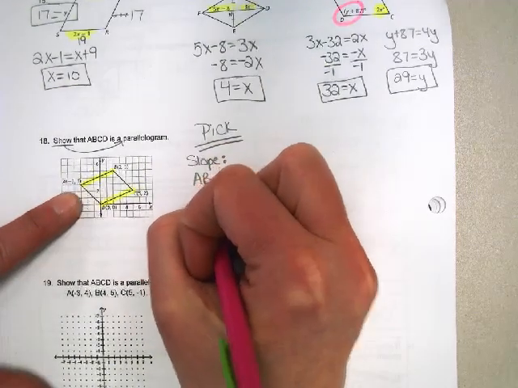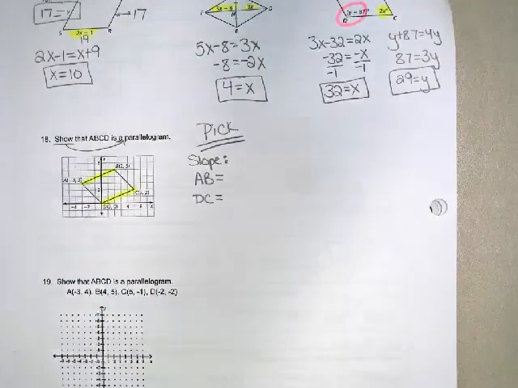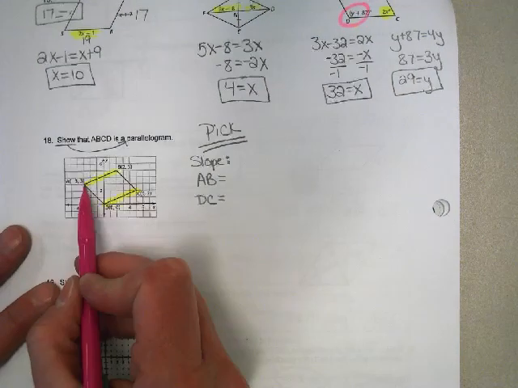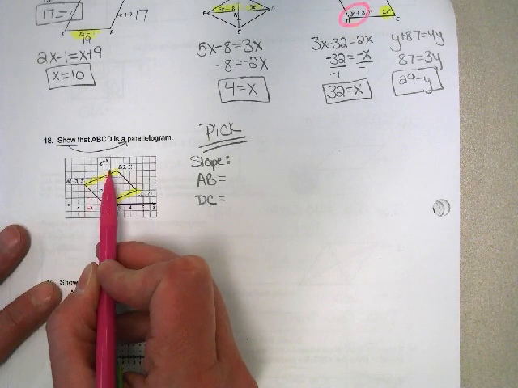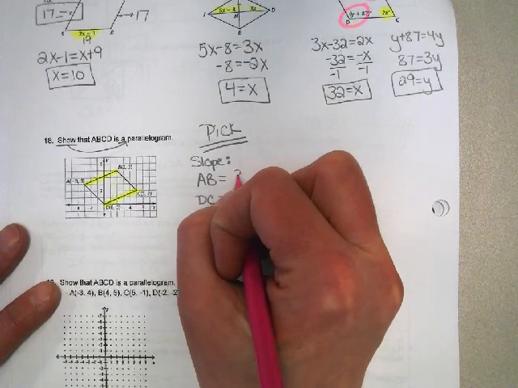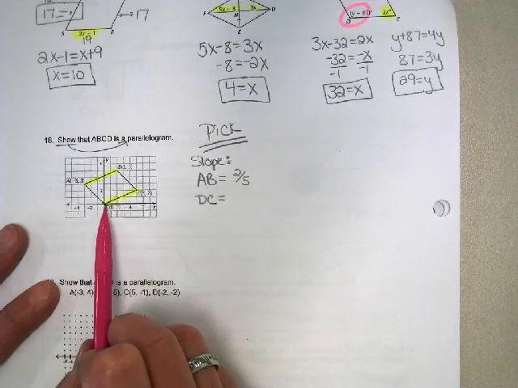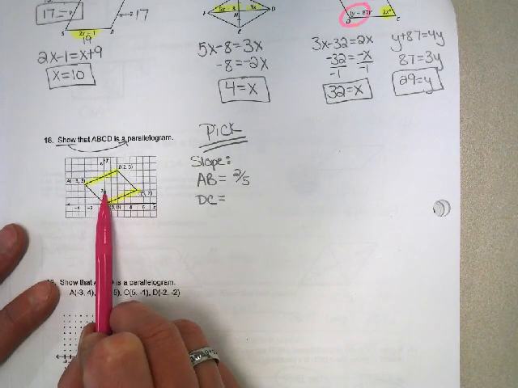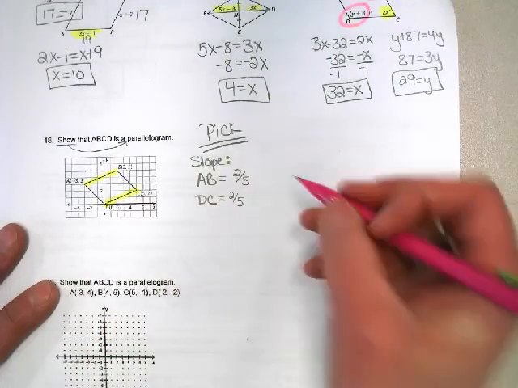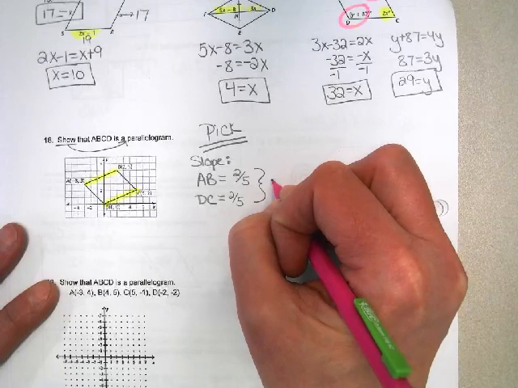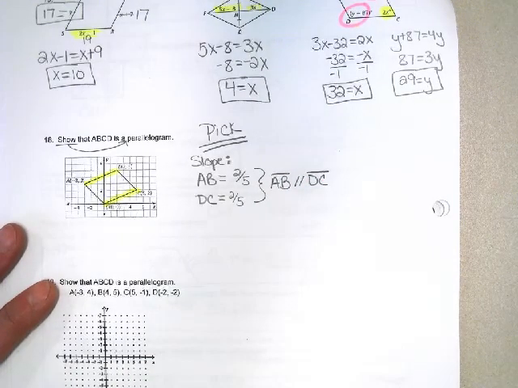So if I'm showing parallel, that means I need to do the slope. So I'm going to do the slope of AB, and I'm going to do the slope of DC. Now, honestly, I can see this. I can just count the slope. So I can just go from here, rise 1, 2, run 1, 2, 3, 4, 5. So I can rise 2, run 5. And I'm going to do the same thing for DC. I'm going to rise 1, 2, and then I'm going to run 1, 2, 3, 4, 5. And do you notice that these are parallel?